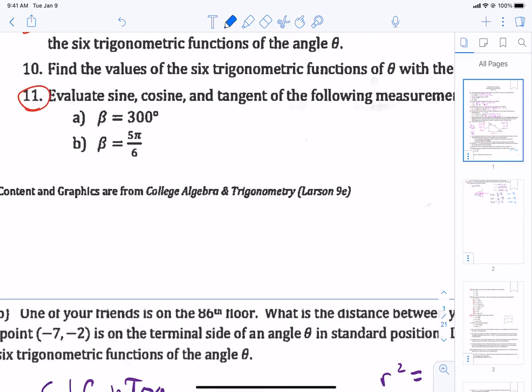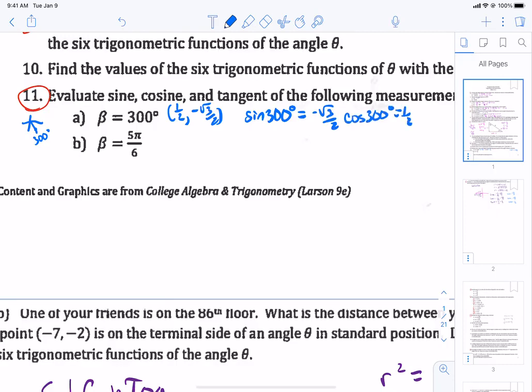On the unit circle, 300 is the reference angle in the 4th quadrant, so with 60, so it's down here. The point at 300 is 1/2, negative square root of 3 over 2. The x is positive and the y is negative in the 4th quadrant. So now we know everything we need to get the sine, the cosine, and tangent. Well, the sine of 300 is the y value, negative square root of 3 over 2. The cosine of 300 is the x value, 1/2.